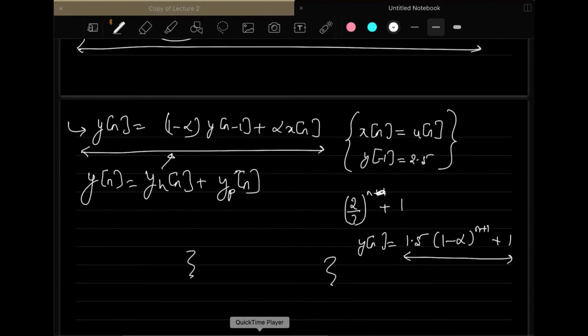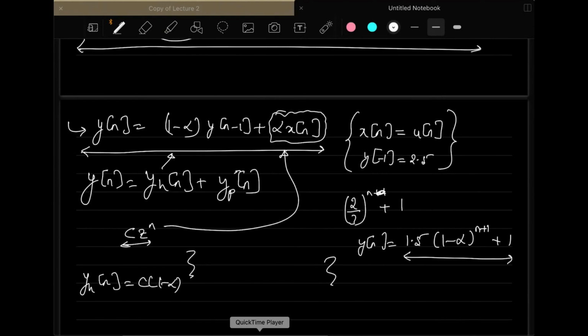So this is simple actually. You can solve it yourself also. What you will use is you will assume the homogeneous solution as c z to the power n, and then based on this, once you put this into the expression, assuming your input is 0, then this is gone, and then what you can get as the homogeneous solution will be c (1 minus alpha) to the power n. This is your homogeneous solution once you put that.